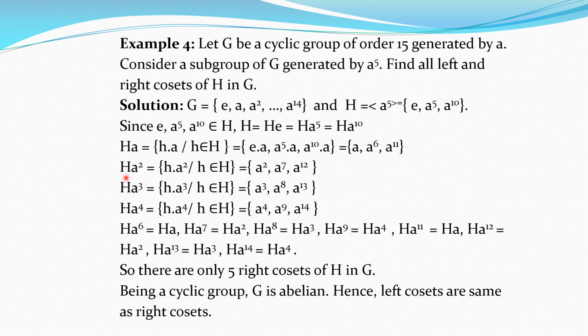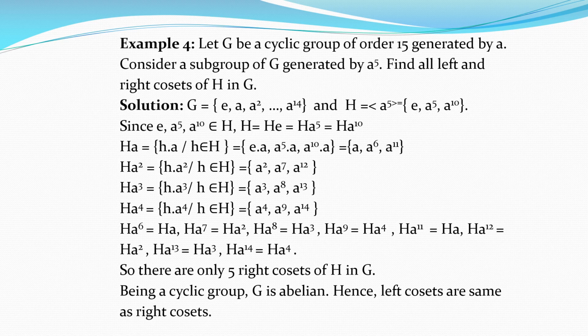Similarly, H a square is equal to H into a square, where h is an element of H. So multiply every element of H by a square from the right side. So it is a square, a raised to 7, a raised to 12. Similarly, we can find the remaining right cosets. So some of the right cosets are identical. Observing the identical right cosets, we get only 5 right cosets which are distinct.